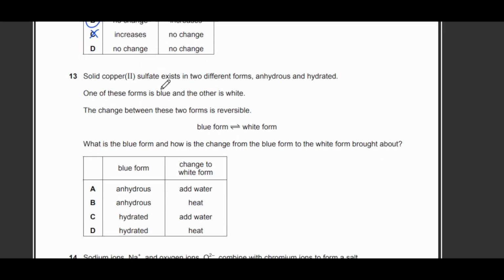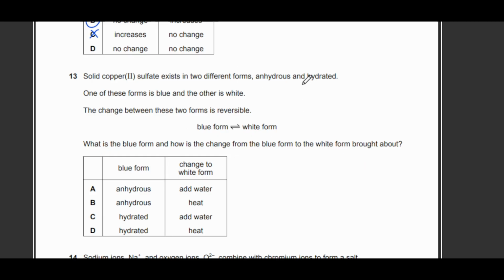Okay, question 13. Solid copper sulfate exists in two different forms, anhydrous and hydrated. One of these forms is blue and the other is white. The change between these two forms is reversible. So here you see the reversible symbol. What is the blue form and how is the change from blue form to white form brought about?